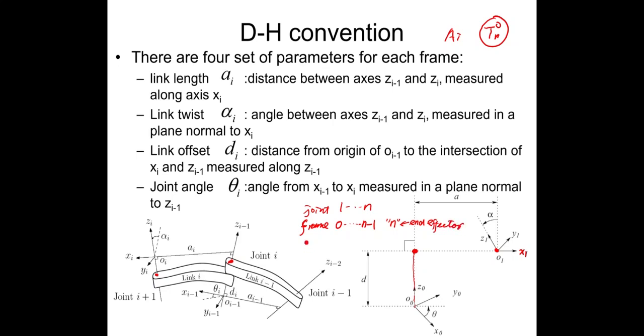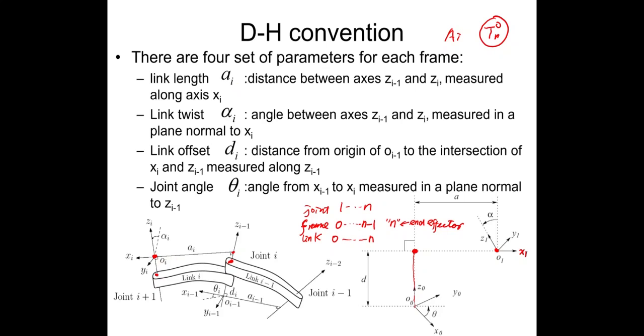Okay, and then the links, we define from 0 to n, right? It means joint 1 is connecting 0 and 1. Joint i is connecting i minus 1 and i. Okay? So then my A means, on my xi axis, the distance between zi minus 1 and zi, okay? Which is this distance in this case. Okay, that is the first parameter.